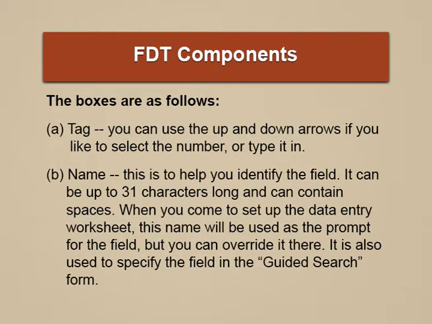So, you need to be very careful in defining different fields and related content and parameters in case of CDS/ISIS for Windows. If we now consider the different column values like tag, name, pattern, etc., let us go one by one. Now, if you see the tag, it says that you can use the up and down arrows if you like to select the number or type.